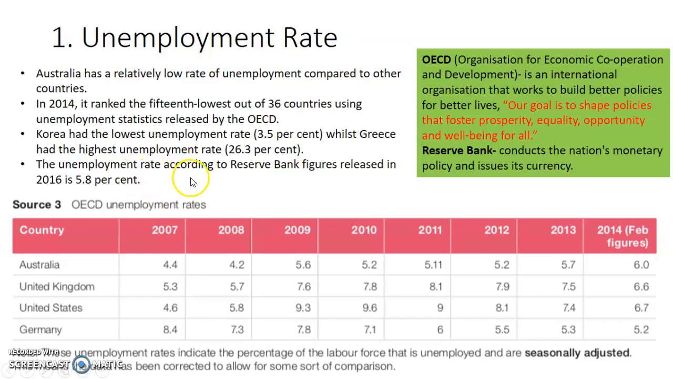The unemployment rate according to Reserve Bank figures released in 2016 is 5.8%. So as per the Reserve Bank of Australia, in 2016 it was about 5%, which is definitely going to rise this year.